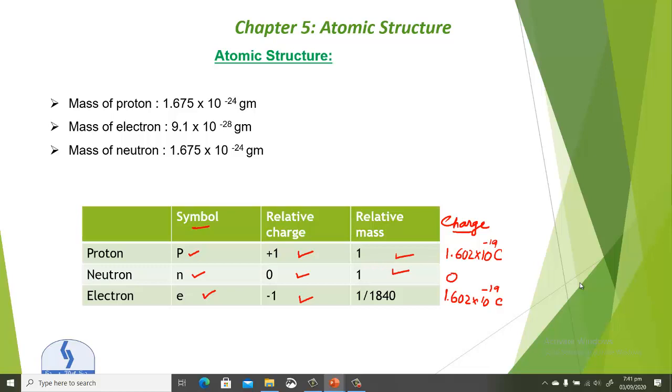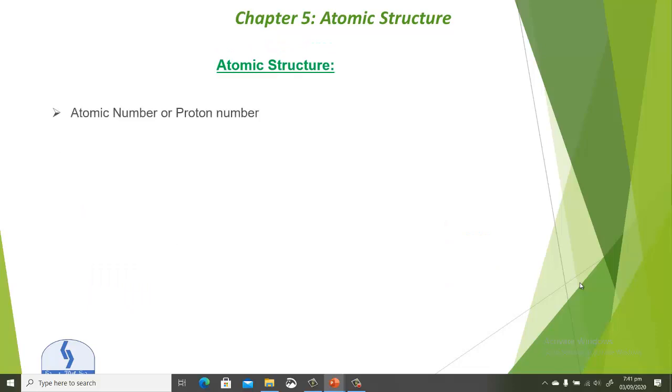Now next. What is atomic number, or we can say proton number? It basically refers to the number of protons in the atom, and it is denoted by Z, capital letter Z.